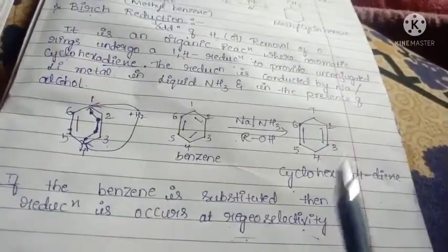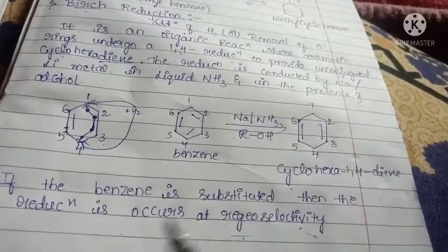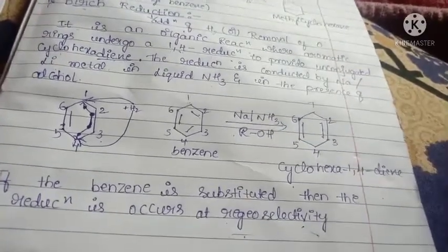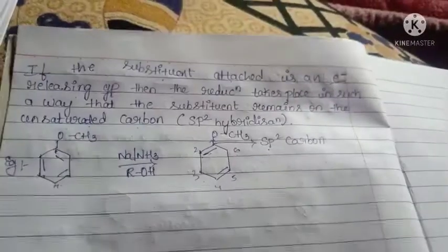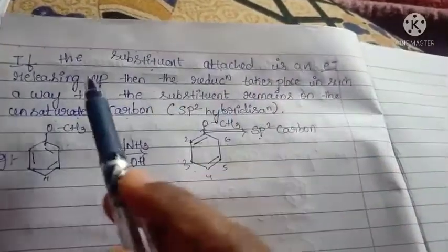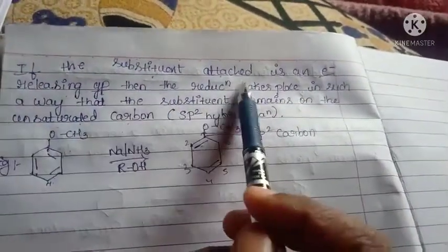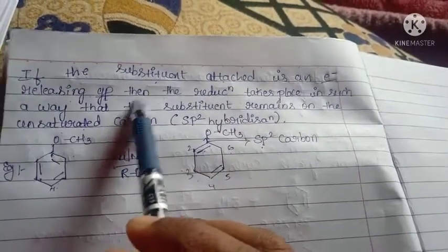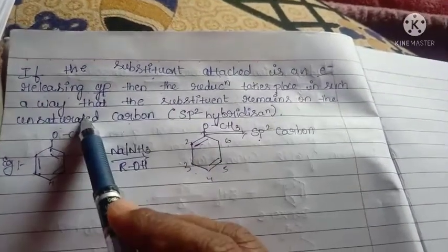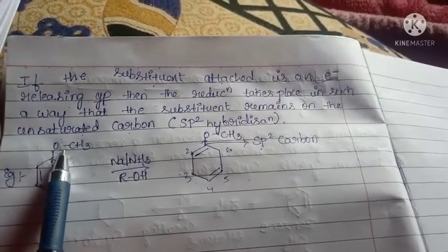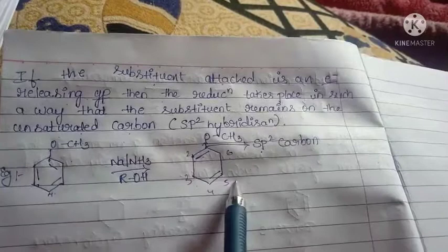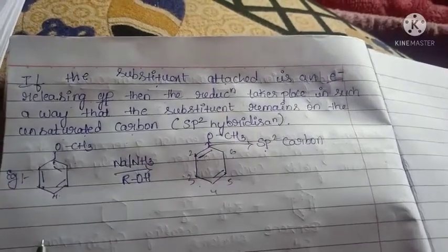This is the reaction. If the benzene is substituted, then the reduction occurs with regioselectivity. It means when we expect one product but we get another product. Here one substituent is there. If the substituent attached is an electron releasing group, then the reduction takes place in such a way that the substituent remains on the unsaturated carbon. Okay, this is the reaction.